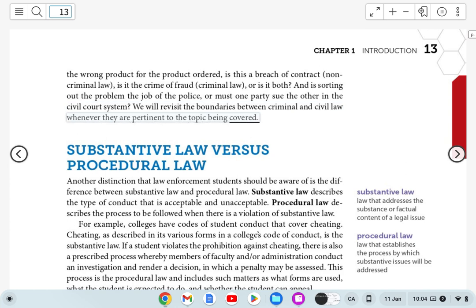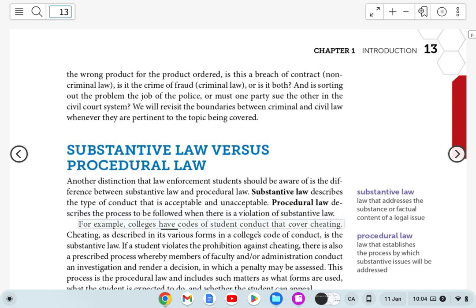Substantive law versus procedural law. Another distinction that law enforcement students should be aware of is the difference between substantive law and procedural law. Substantive law describes the type of conduct that is acceptable and unacceptable. Procedural law describes the process to be followed when there is a violation of substantive law.